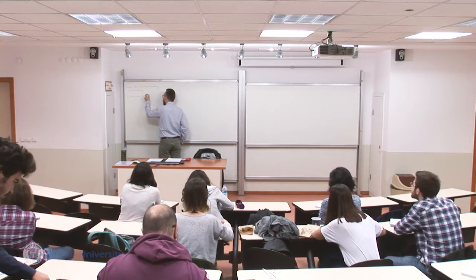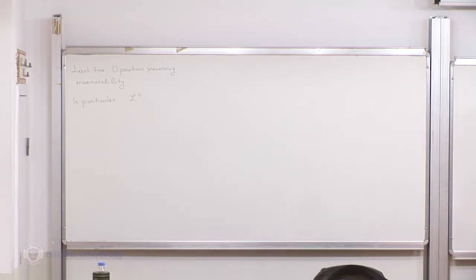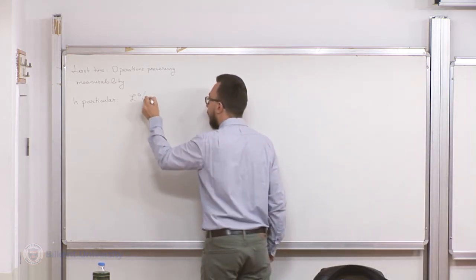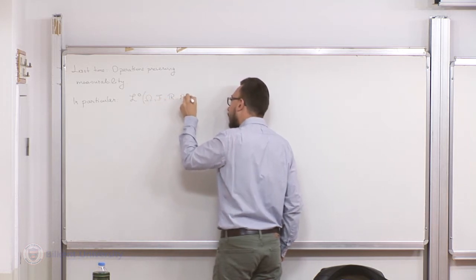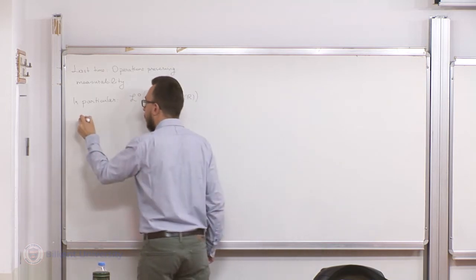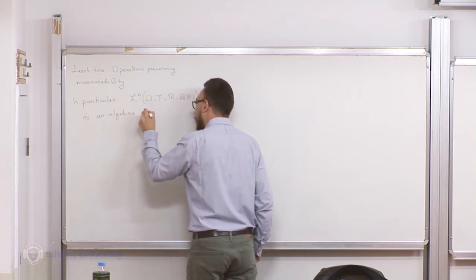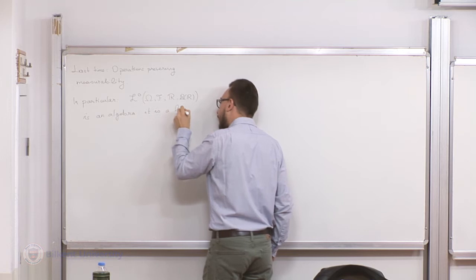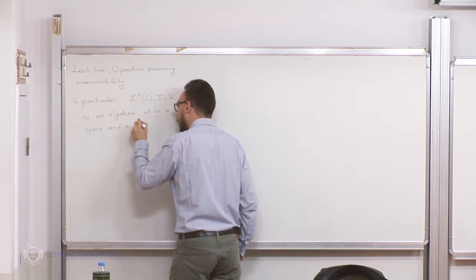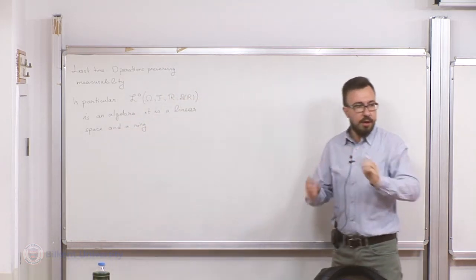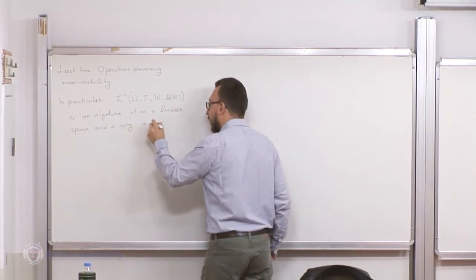If you look at the L0 space, which is the set of all measurable real-valued random variables, so let me write it in full, omega, F to R, it is an algebra, meaning that it is a linear space, a vector space, and a ring, meaning that you can do products of elements like x times y.